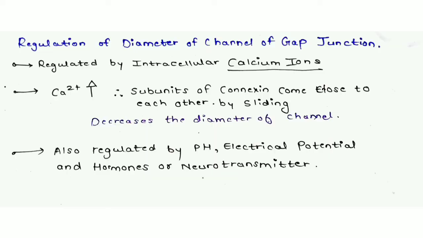Next topic, regulation of diameter of channel of gap junction. Each channel of gap junction is regulated by the intracellular calcium ion. When the concentration of calcium ion increases, the protein subunits of connexins surrounding the channel come close to each other by sliding. Hence, the diameter of the channel decreases. The diameter of the channel is also regulated by pH, electrical potential, hormones, and neurotransmitters.